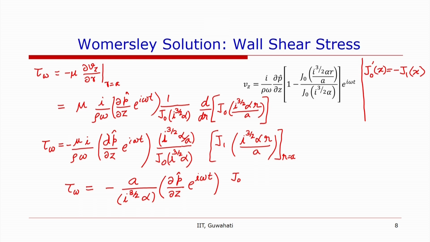So that will be J1 i raised to the power 3/2 alpha over J0 i to the power 3/2 alpha. This is the final value that we have just written, and this del P by del Z is written in terms of the time dependent case.